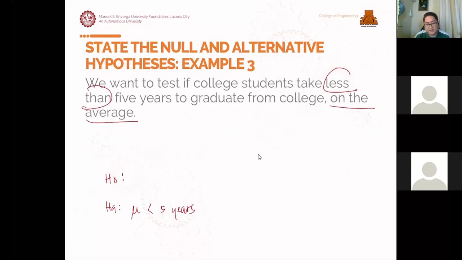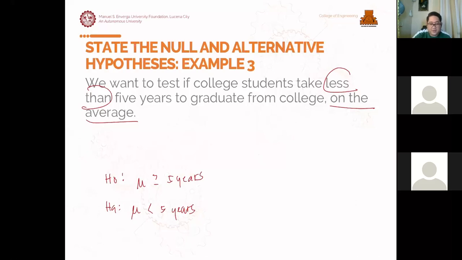Kung less than si alternative, si null hypothesis ay... okay, correct. Correct. So, mu natin is greater than or equal 5 years. Okay? So, don't forget yung symbol na equal din, no? Kasi okay? So, laging kasama si equal sign kay null hypothesis.